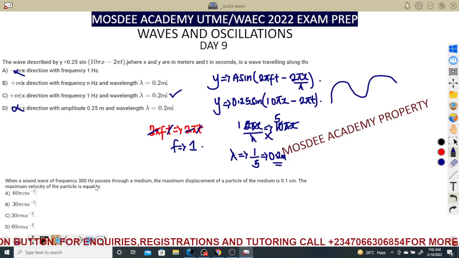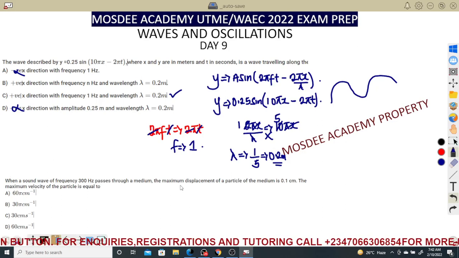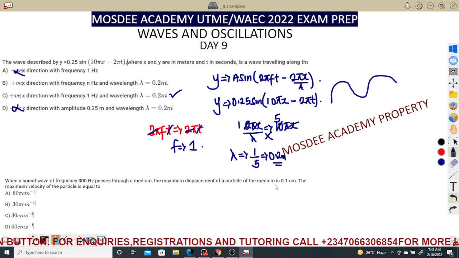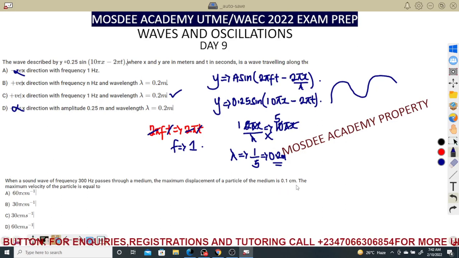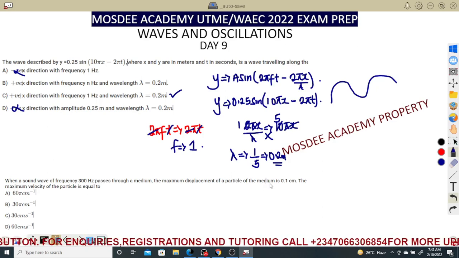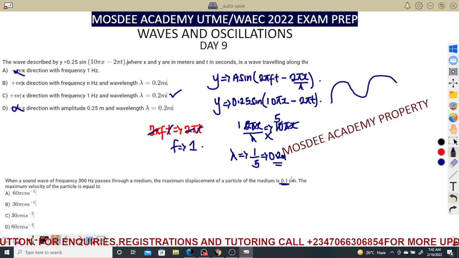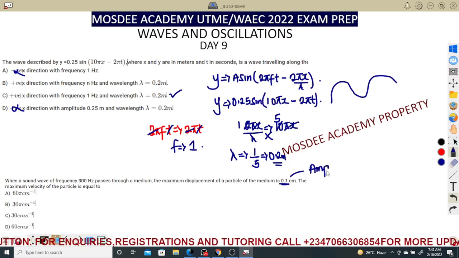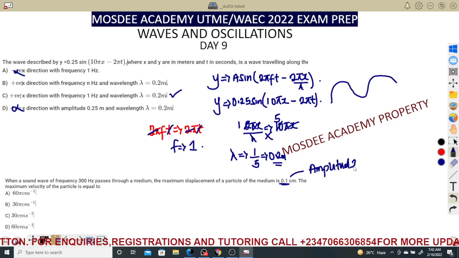When a sound wave of frequency 300 Hz passes through a medium, the maximum displacement of the particle is 0.1 meter. The maximum velocity of the wave is dash. Maximum displacement from the mean position is always called amplitude. So amplitude again is given. I think we have solved these questions before.